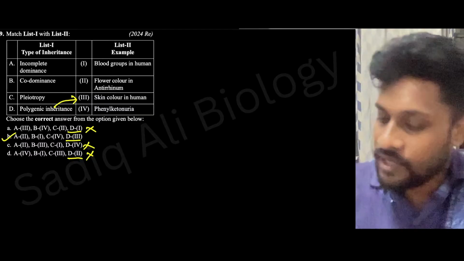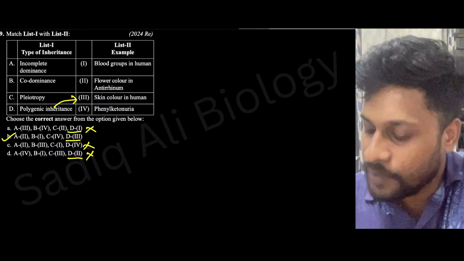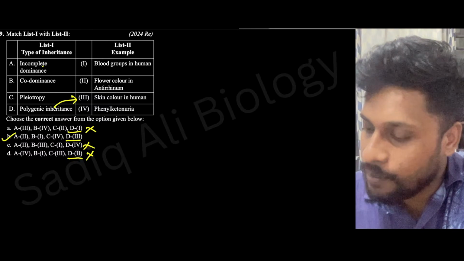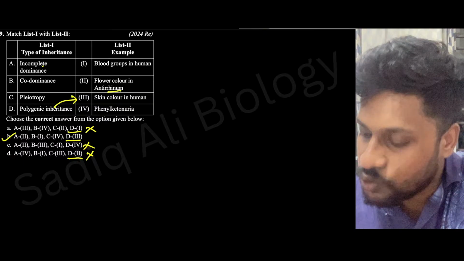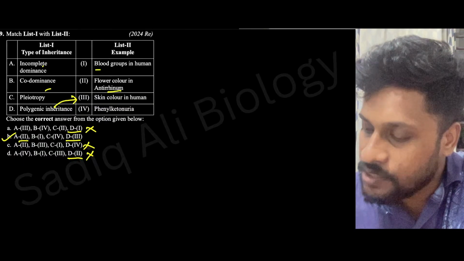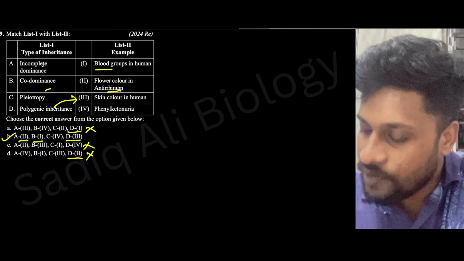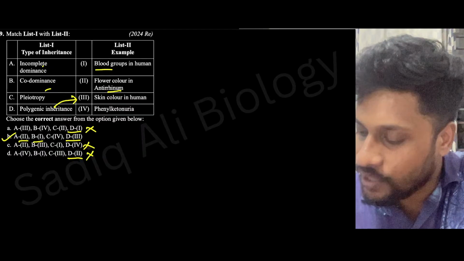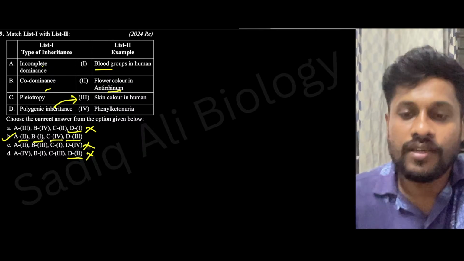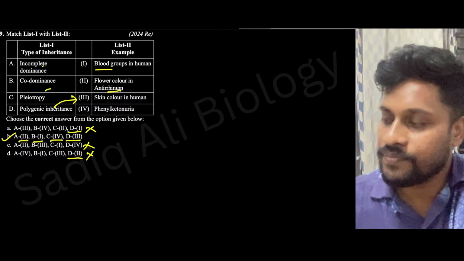Right? We are lucky. Now we just need to confirm by cross-checking. A2, incomplete dominance, flower color in antirrhinum. True. B1, codominance, blood groups in humans. True. C4, pleiotropy, phenylketonuria. So the answer will be option B. Yes, very good.